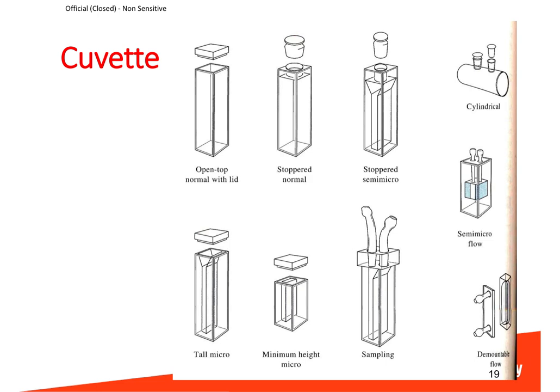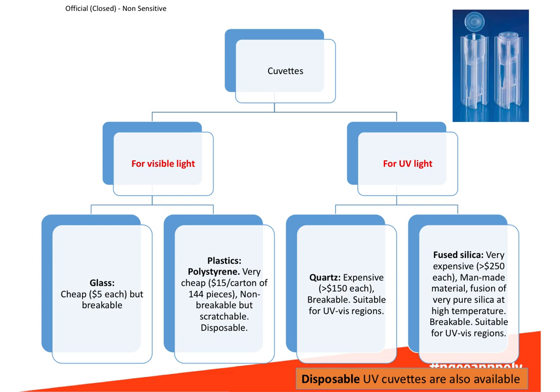Now let's take a look at the cuvettes. There may be different types of cuvettes for slightly different purposes, but all cuvettes would be standardized to have a path length of 1 centimeter. Cuvettes that are used for visible light could be made of glass or plastic. Glass is cheap, about $5 each, but the cuvettes are breakable. Plastic cuvettes are made of polystyrene and they are very cheap. These are not breakable, but they can get scratches, so these are disposable cuvettes.